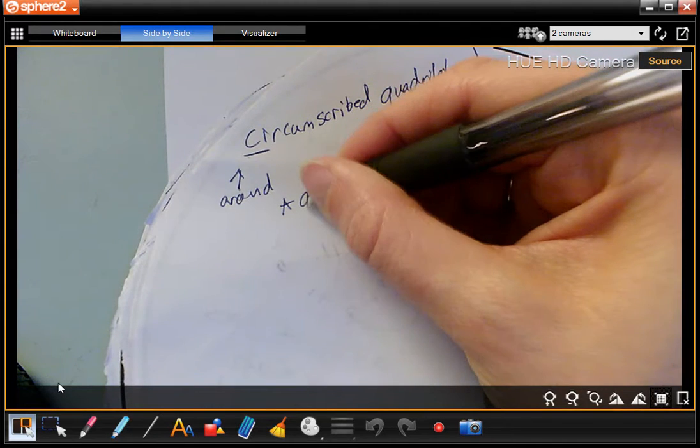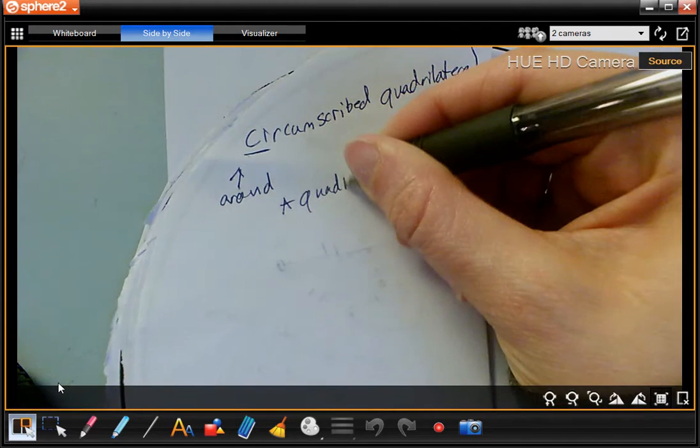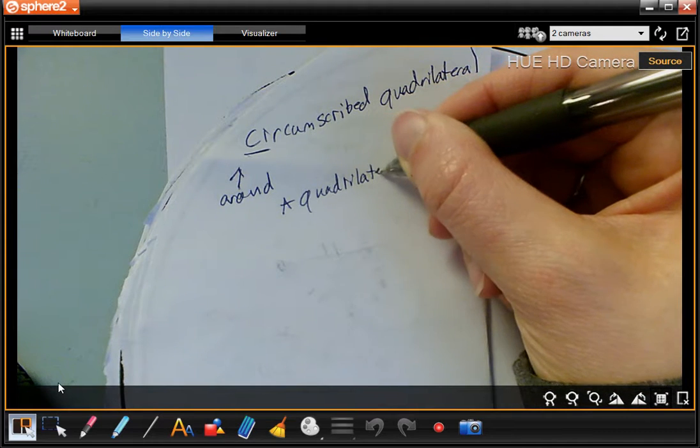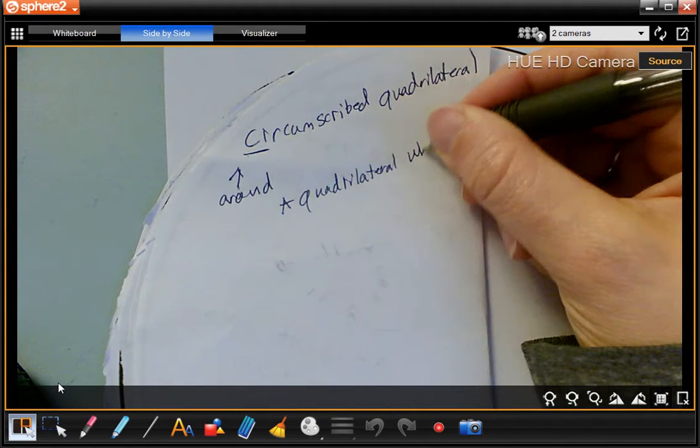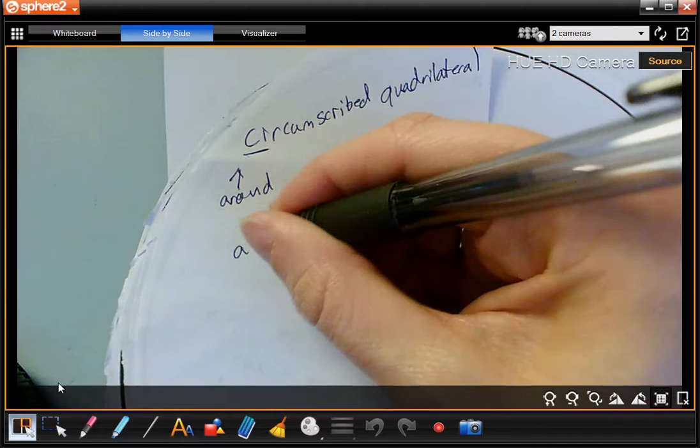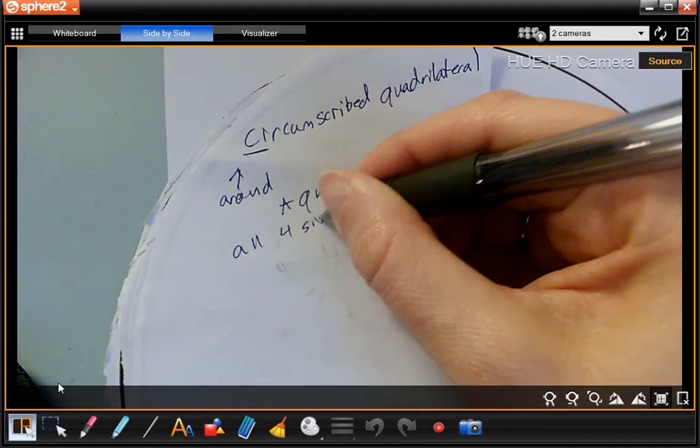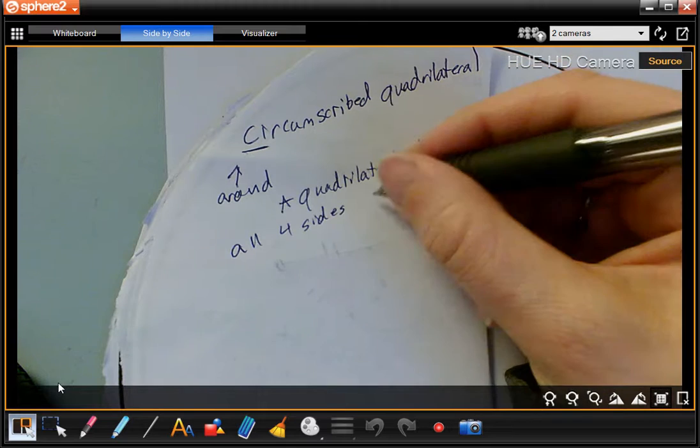A quadrilateral where all four sides are tangent to a circle.